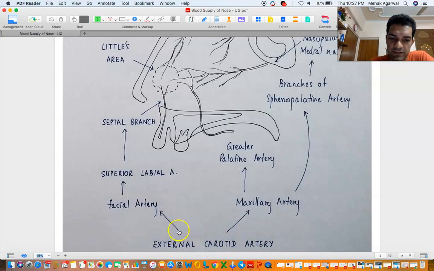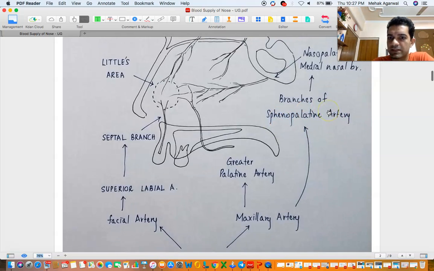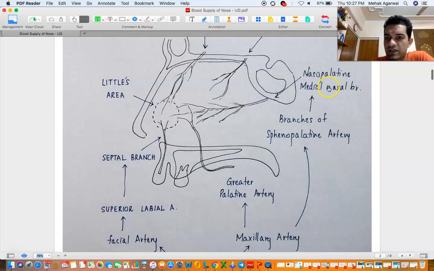So the external carotid artery gives off the facial artery, which gives a superior labial branch. Labial means lip. So this is the superior labial artery. From that, a branch goes into the septum and supplies this area. Now you have your septal branch of the greater palatine artery, which comes into the nasal cavity through a canal. This is a branch of the maxillary artery, which is in turn a branch of the external carotid artery. The maxillary artery also gives off a branch called the sphenopalatine artery, and the nasopalatine branch, or the medial nasal branches of the sphenopalatine artery, supply the septum.